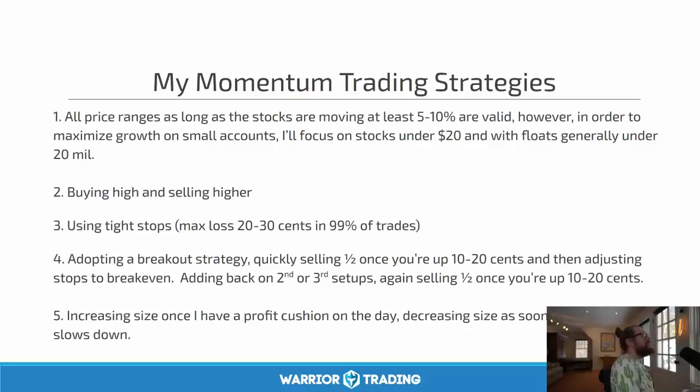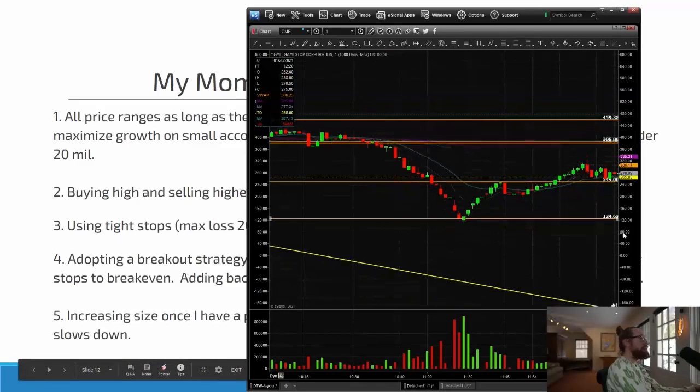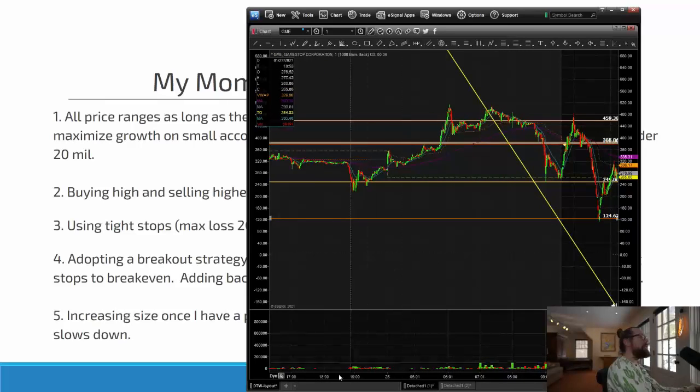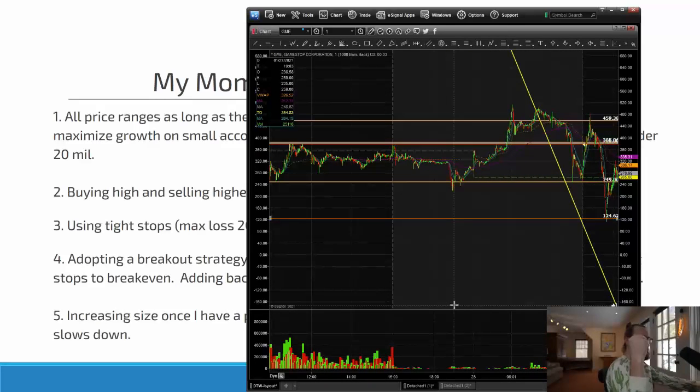It's valid on all price ranges ultimately, as long as the stock is moving at least 5 to 10%. However, in order to maximize growth on a smaller account, I'll typically focus on stocks under $20 and with floats under 20 million shares. In fact, GameStop met neither of those criteria, being a $200 stock with a 50 million share float. But as you can see, it had enough of the other characteristics of the right type of stock to trade. The move was phenomenal, a huge move with quick moves, extremely high relative volume, and a clear catalyst, which was a short squeeze. This was the right stock to trade. Despite the price and float being a little higher, the opportunity was definitely still here.